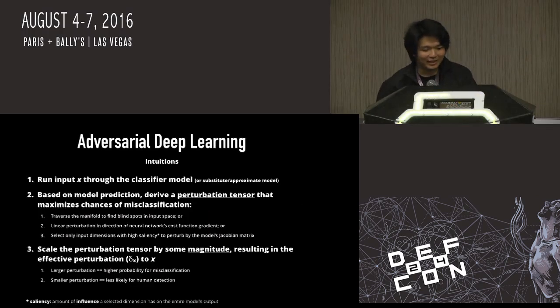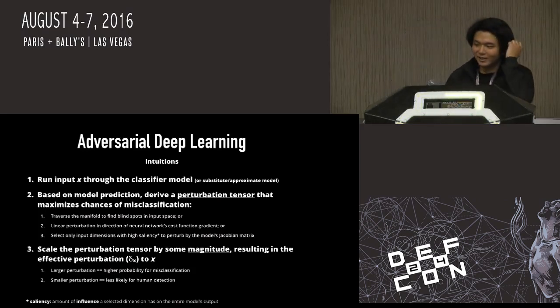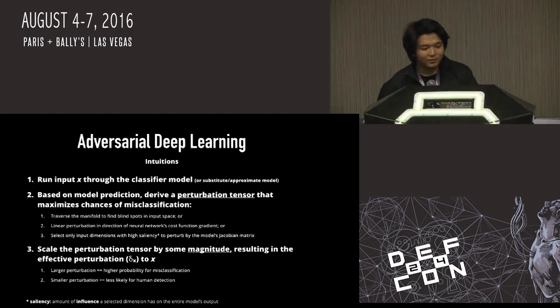So how do you generate images like that? How did I generate images like that? The intuition is just three steps. The first thing is you have to run the input through a classifier model, then based on the model prediction, derive a tensor, a vector, a matrix that maximizes the chances of misclassification. You can do this in three methods that we'll touch on a bit later. And then you scale the perturbation tensor by some magnitude, resulting in a perturbation, which is the noisy image that you add to your original image, and then you use it as an adversarial image. That will result in an image that tricks classifiers, but not humans. And obviously, if you scale the perturbation tensor by a larger magnitude, you have a higher chance of tricking classifiers, but then you also have a higher chance of the human detecting that this looks weird.